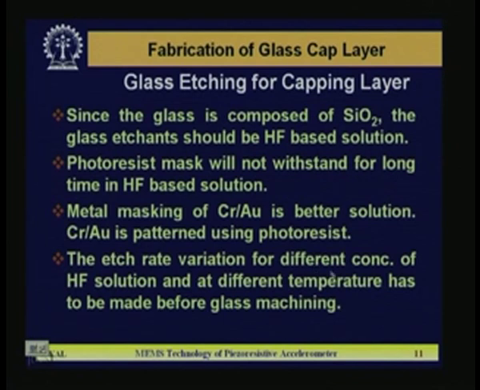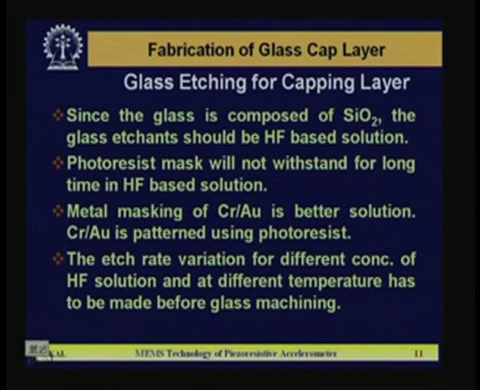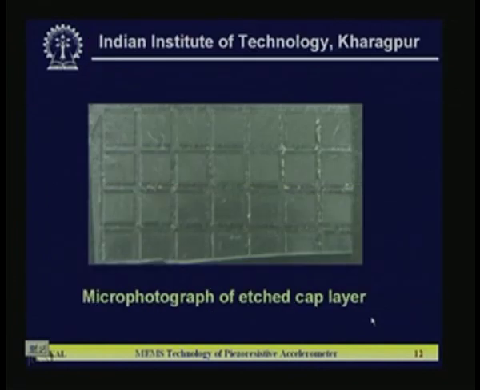So, the etch rate variation for different concentrations of HF solution at different temperatures has to be determined before glass machining. To know how the chromium gold layer is useful for your etching, you have to go for a systematic study, that is, etch rate variation with temperature and concentration of the hydrofluoric acid. That has been made, and this is the micrograph of the etched cavity layer. You can see a glass piece has been etched in different pieces, and in the middle portion it is also thinned down to about a 20 micrometer gap, which we calculated during the damping analysis.